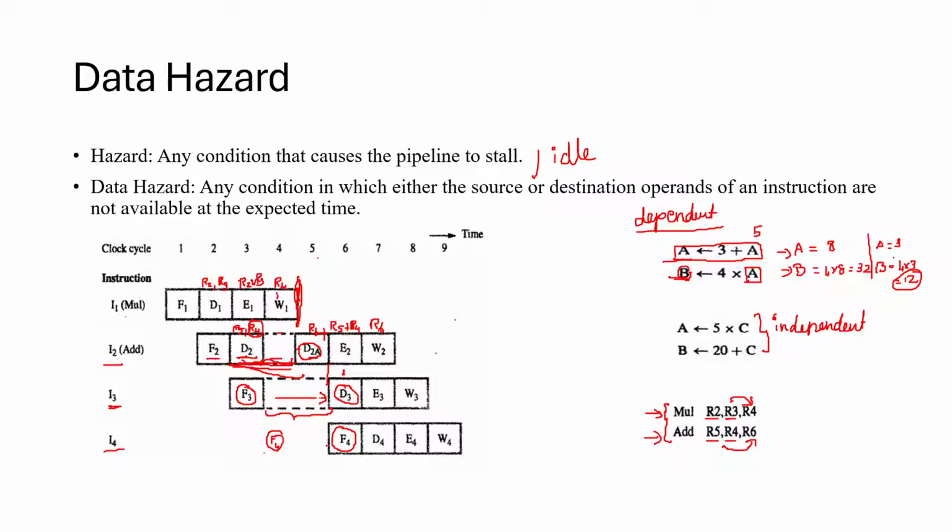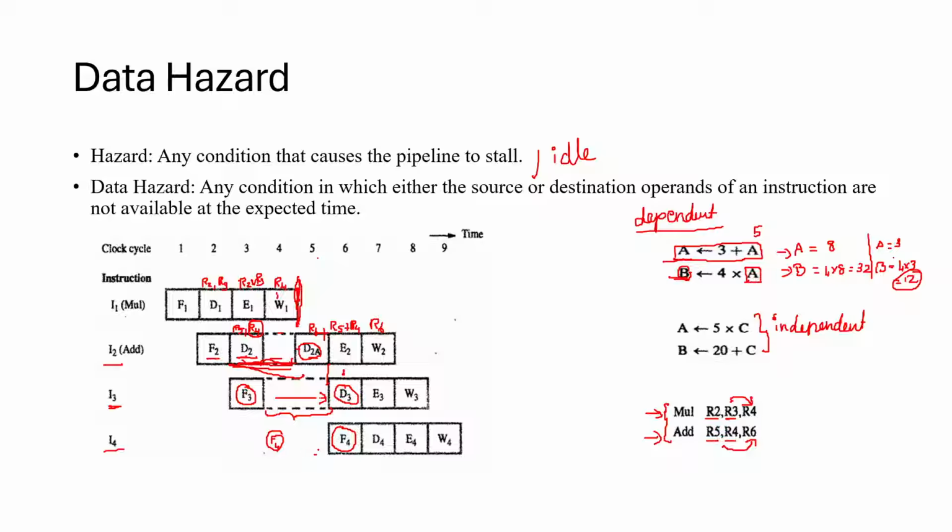So if there is a stall, if the pipeline is idle, it will affect all the instructions. All the instructions need to wait in the pipeline. Okay, that is called a data hazard. I hope now you can understand what a hazard is, and what is called a data hazard.